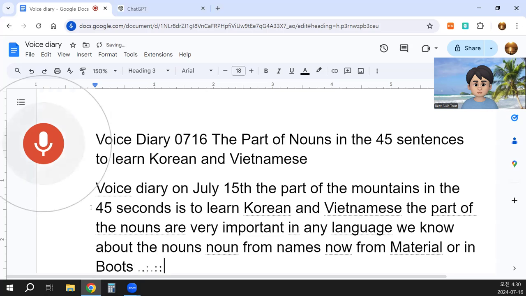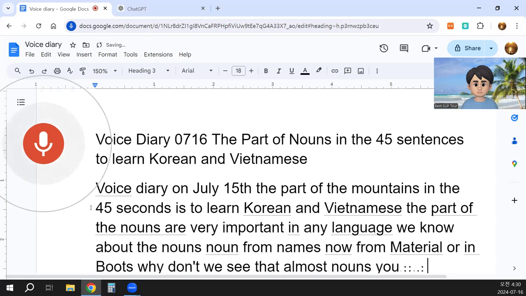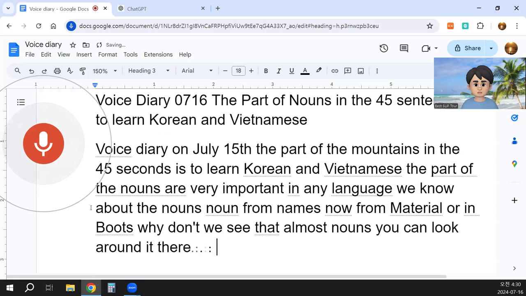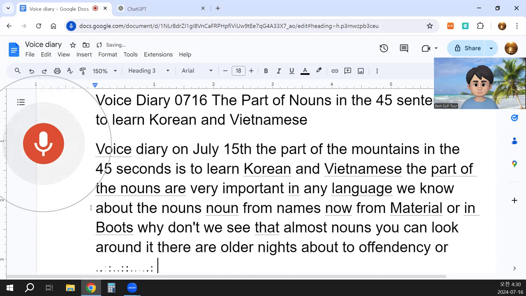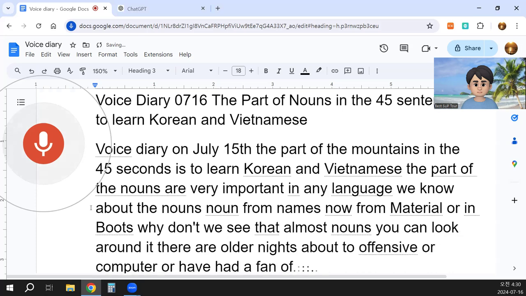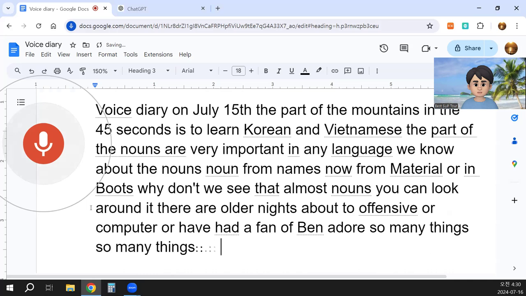What do we see that are almost all nouns? You can look around. There are all the nouns: a battery, a fan, a computer, a cat, a hat, a fan, a band, a door. So many things are nouns.